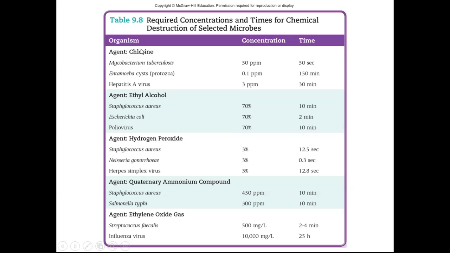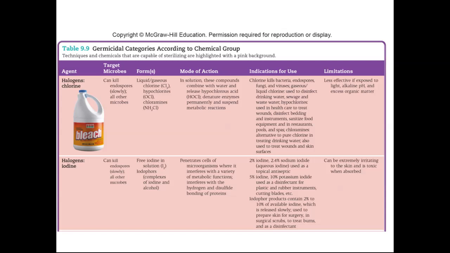Commonly, you'll see overnight chlorine baths at elevated concentrations, like a 50 part per million or 100 part per million concentration, and you'll let the instrument or the solid material soak overnight for 10 to 12 hours to disinfect it, because it's easier to err on the side of caution.